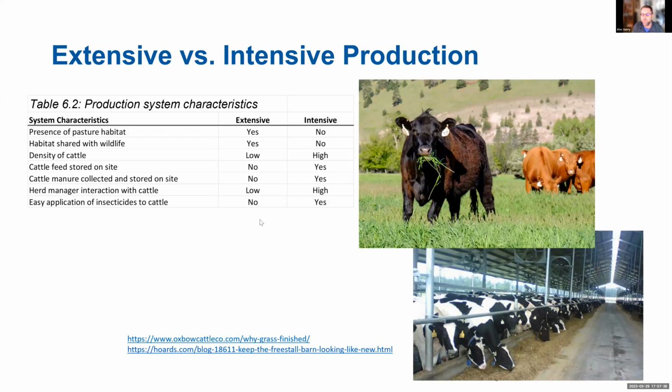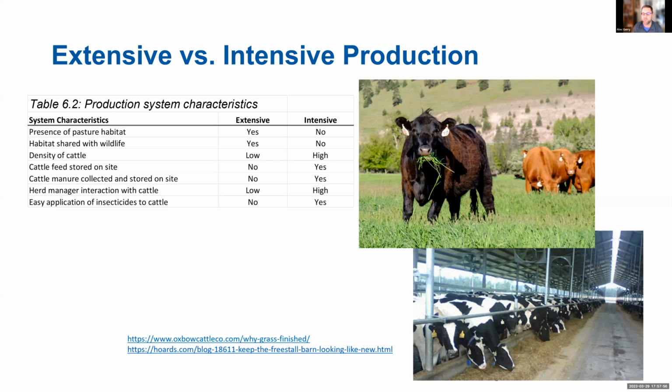Okay, so I think at this point, I'm going to come back to a comment I made at the very beginning where I discussed that there are two forms of cattle production, if you will. You can categorize them in two very broad categories. One's called extensive and the other is called intensive production.